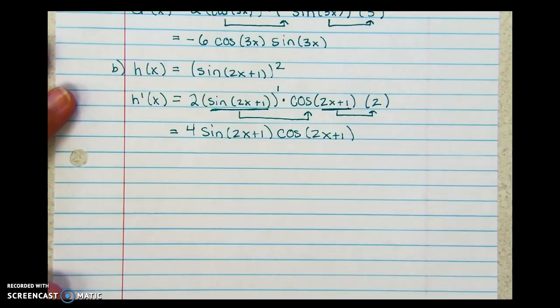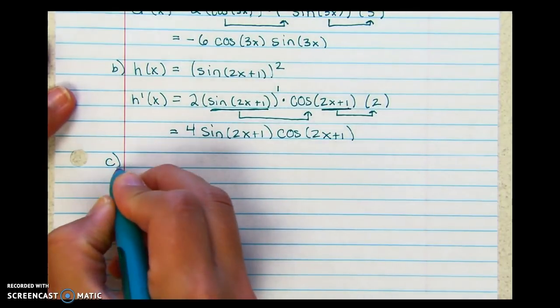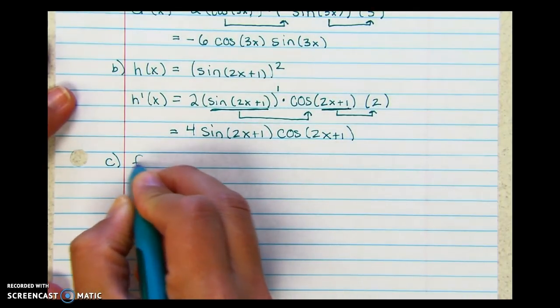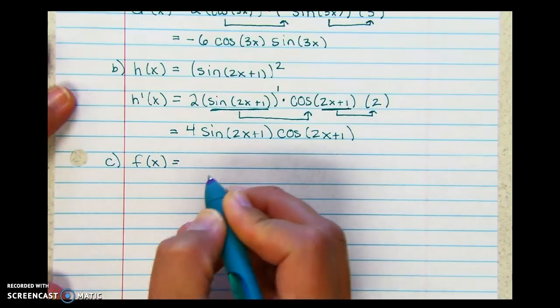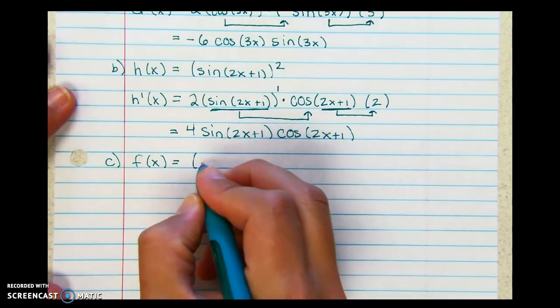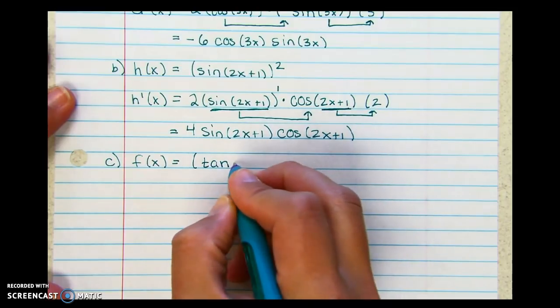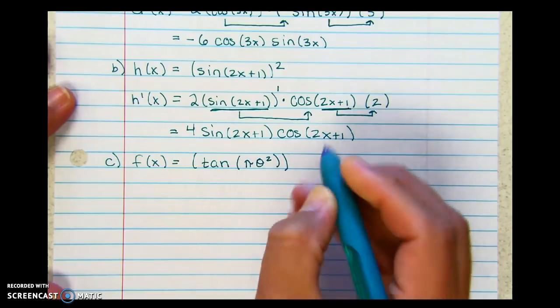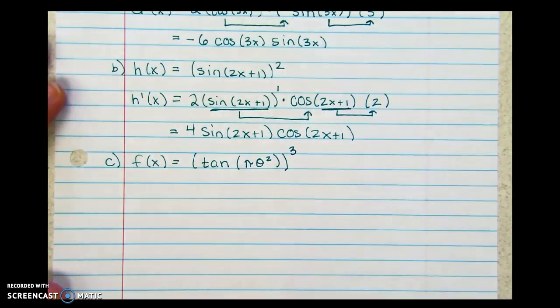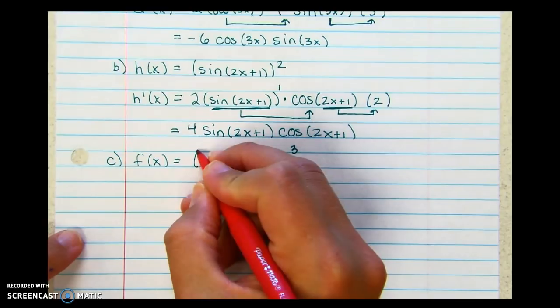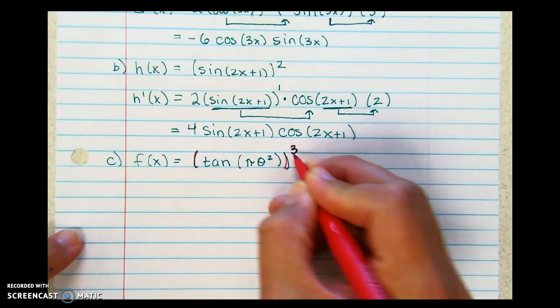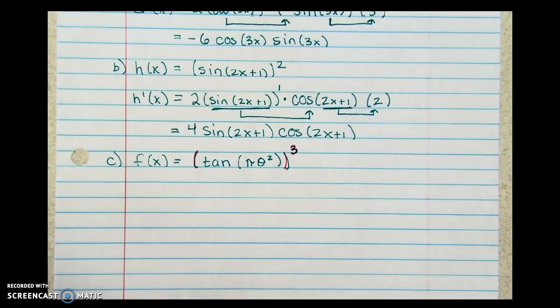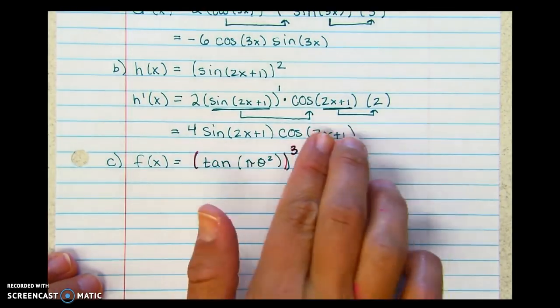We do have time for one more, and we actually have a cube here. And tangent is a little bit more complicated of a derivative. So we have the tangent of pi theta squared, and that is all being cubed. So you have to identify first what is the outermost function, and the outermost function will be just the cube.